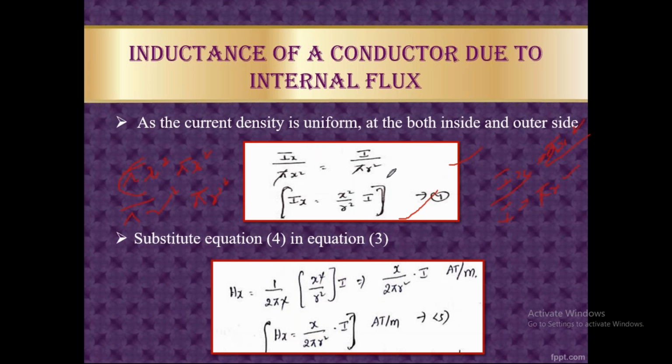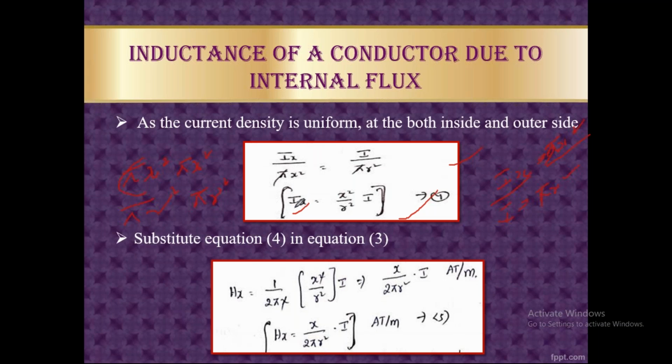This equation represents the current flowing through the area of the circle. If the area of the circle increases, the current also increases, right? Based on the capacity, we can fill more water. In the same way, if the area of the circle increases, the current also increases. That is the relation we are obtaining here: Ix is equal to x square divided by r square into I. So Ix is the current at the point x.